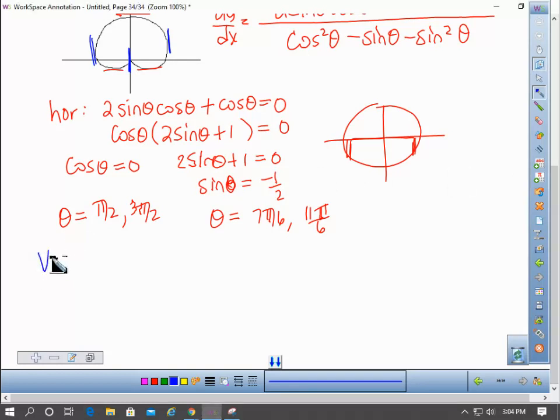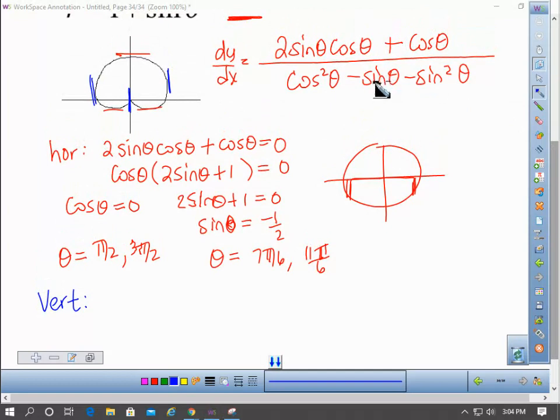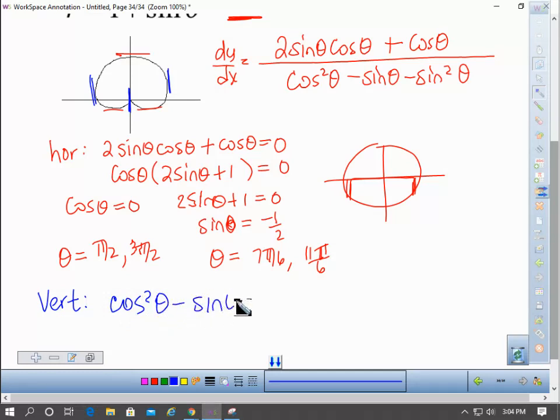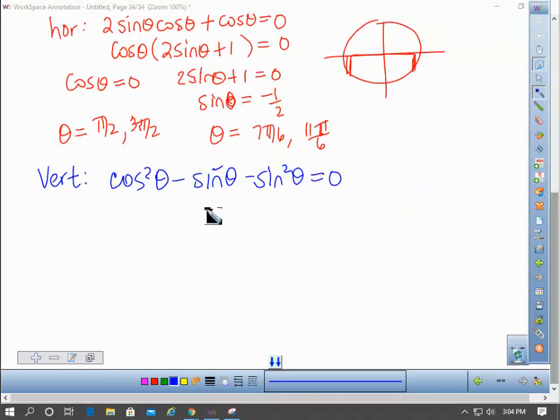All right, so now to do vertical. To have a vertical tangent line, you want your denominator to be 0, but not your numerator. So let's look at our denominator. Cosine squared theta minus sine squared theta. We want that to be 0. So how do we work that one out? Now this one you can't factor like we did up here where we factored the cosine out. We can't do anything like that to solve for sine or cosine. So we need to replace it. And since we have 2 sines, it would be easier to replace the cosine.